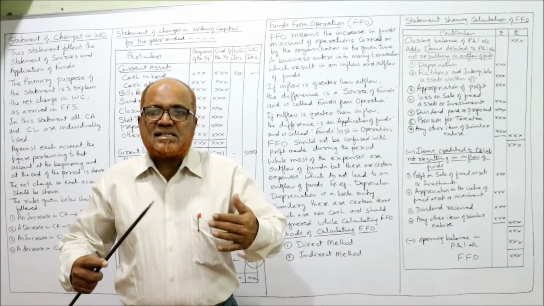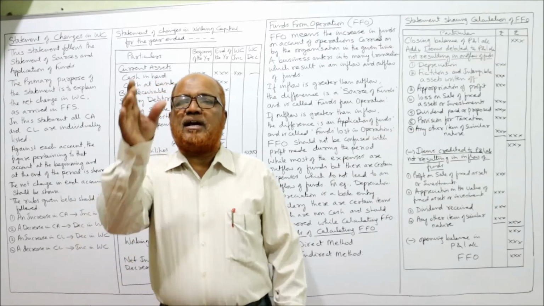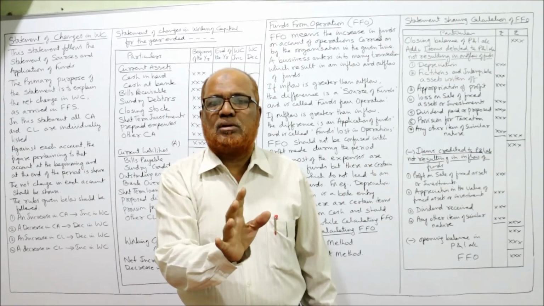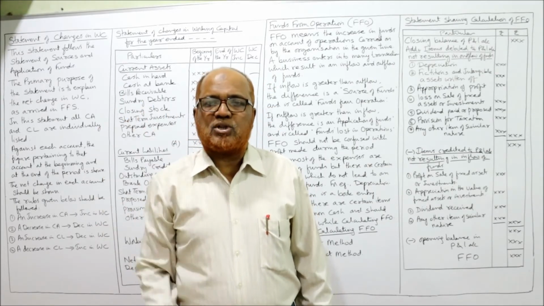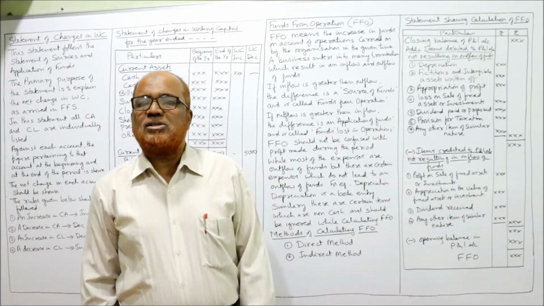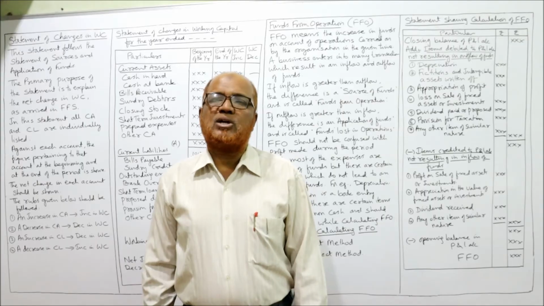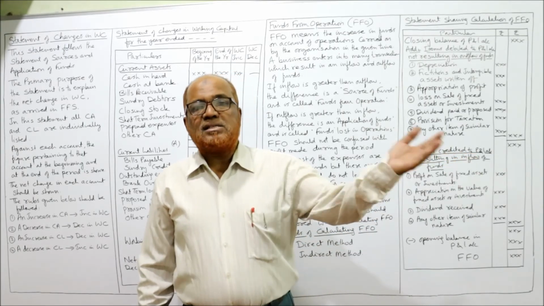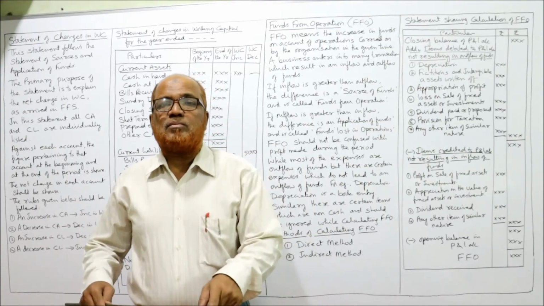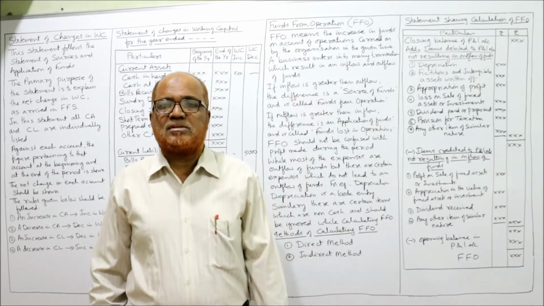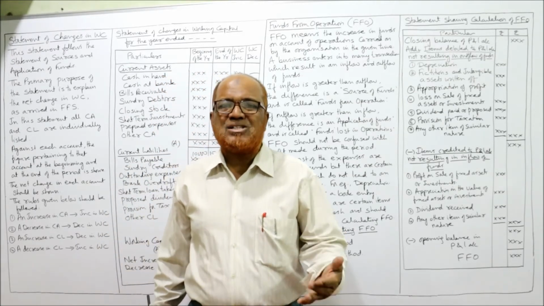So we make a statement. In that statement, we take all cash inflows and only cash outflows. Then we get funds from operation. This is the direct method. But normally the direct method is not suggested because it's a duplication of work. We are already preparing the profit and loss account. Then separately we have to make a statement to find the funds from operation by taking all the items. It will be duplication and time consuming.